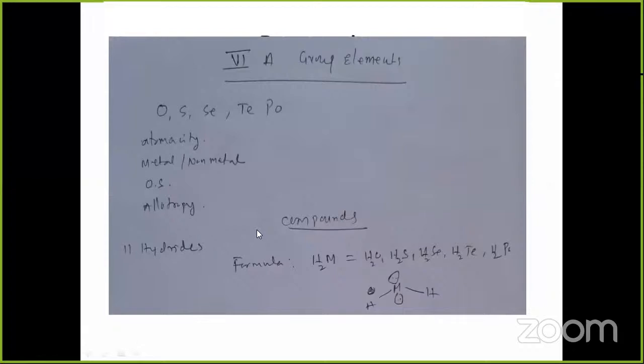Now come to the next one: oxygen, sulfur, selenium, tellurium, polonium. Atomicity, I told you yesterday, means the number of atoms associated. If you take oxygen, the stable form is O2. 2 oxygen atoms combine together to form an O2 molecule, so the atomicity is 2. Sulfur, selenium, tellurium have atomicity 8, that is why we write S8, Se8, Te8. Polonium is a single unit, so a single atom is stable. That's why the atomicity is 1. So remember: oxygen atomicity 2, these three elements atomicity 8, and this one is 1.